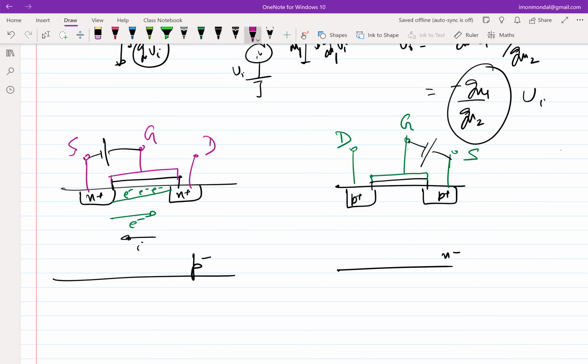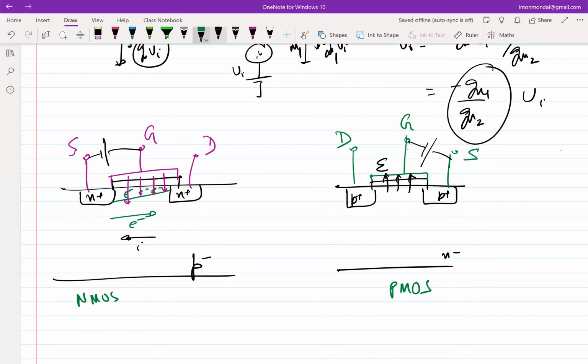The electric field in the NMOS goes from the gate to the body, gate to the channel, because the gate is at a higher voltage than the source. In the diagram on the right, the source is at a higher voltage than the gate, so the electric field will go from bottom to top, right? So it will go like this. This is E. This is NMOS, and this is PMOS.